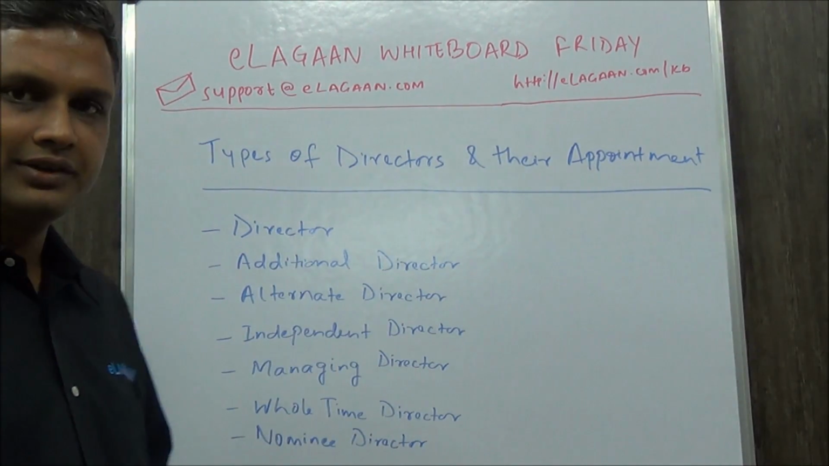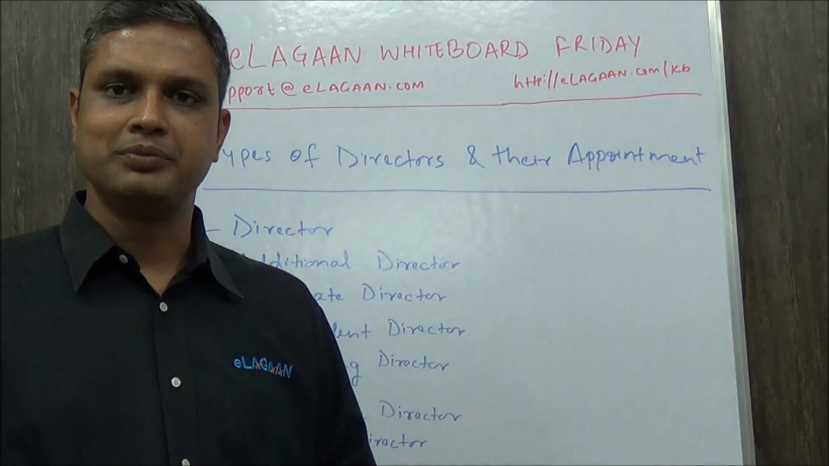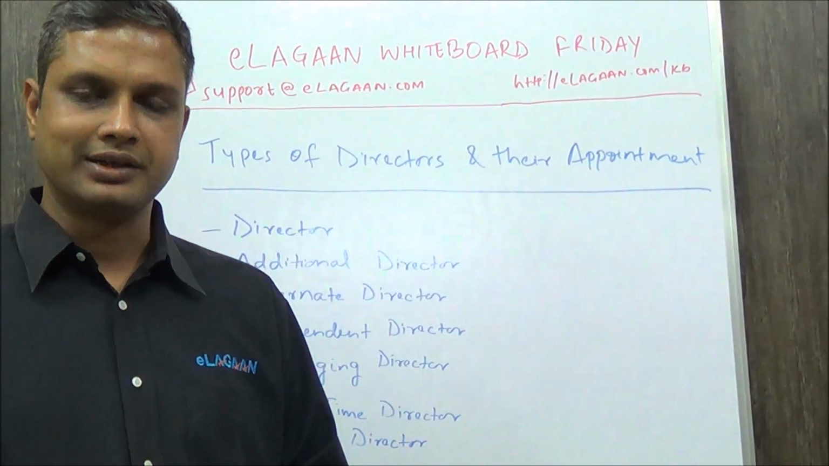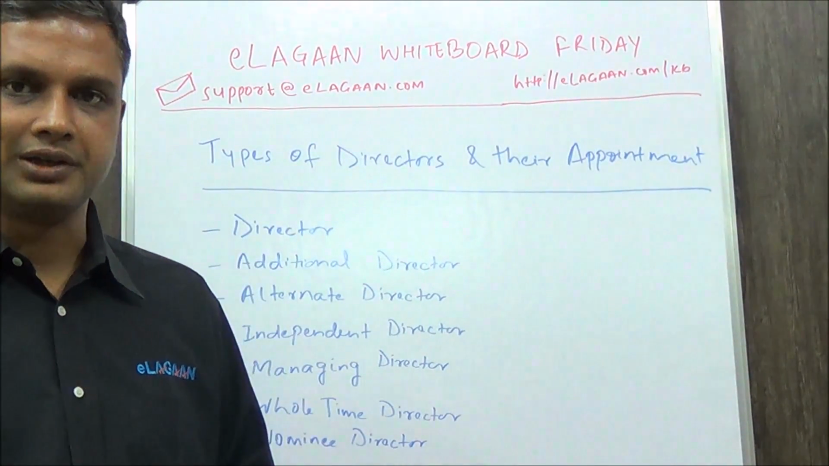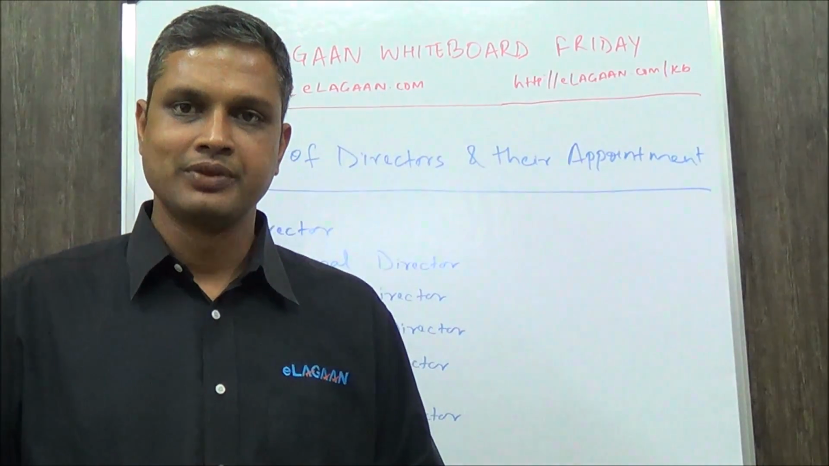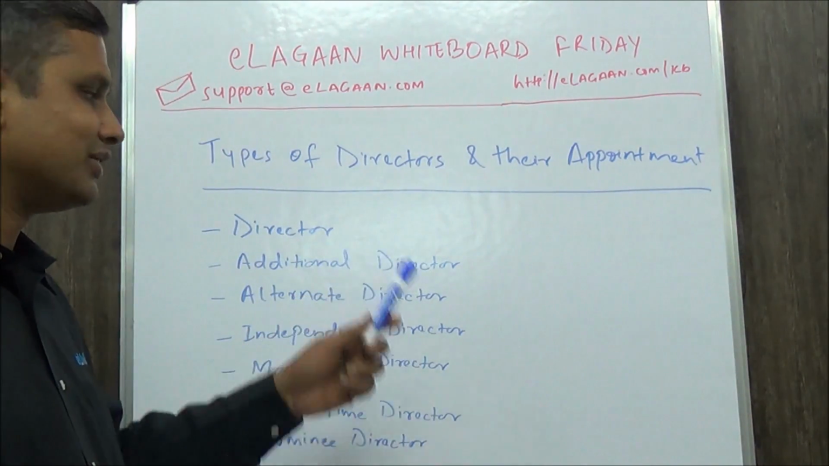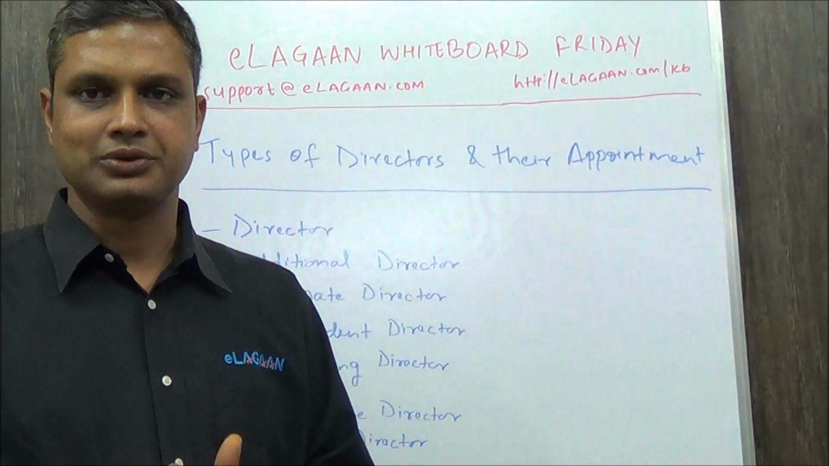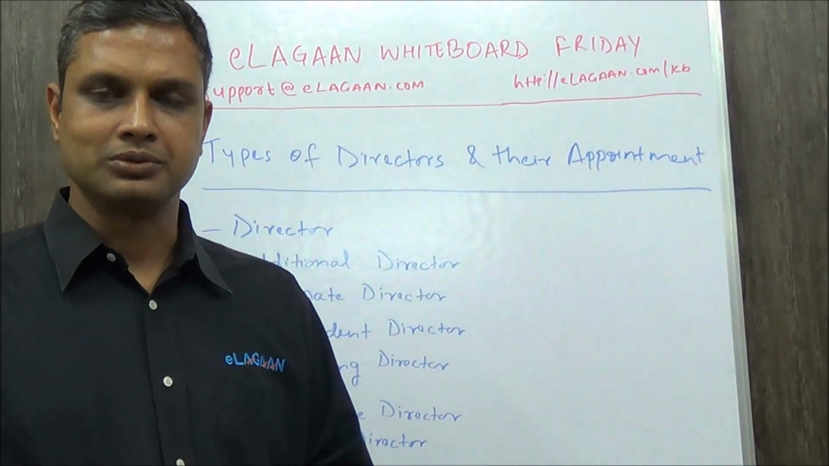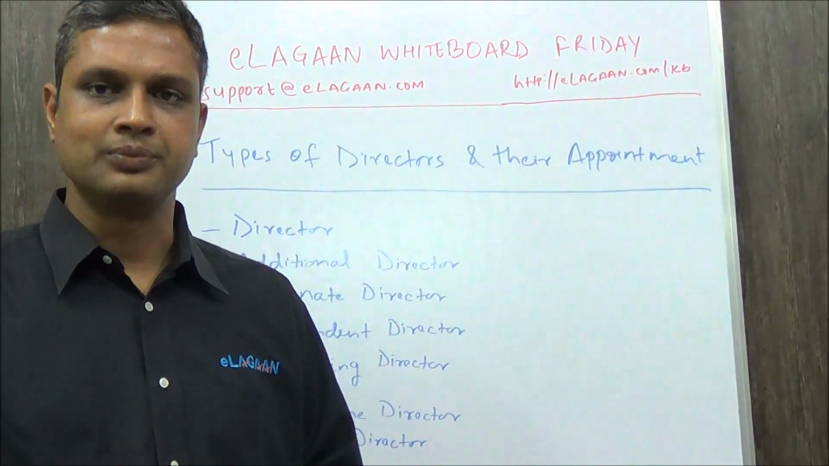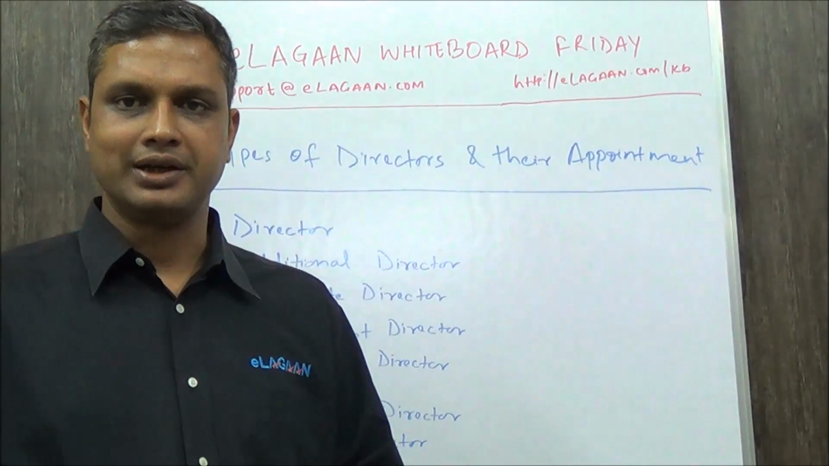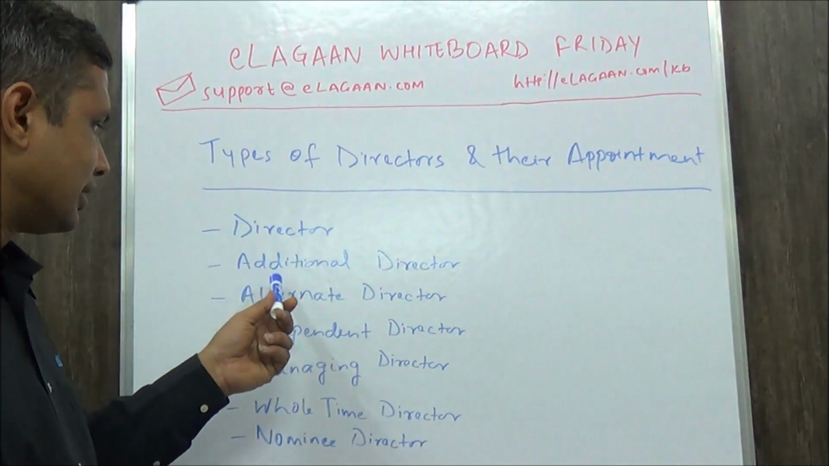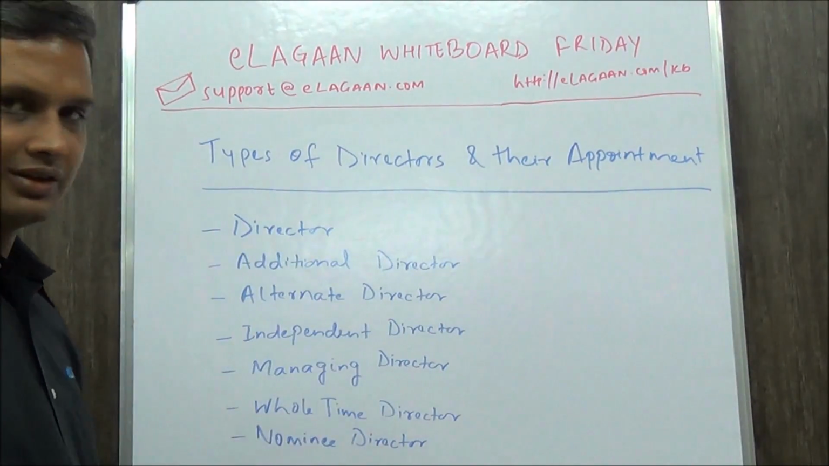Now there is something called an additional director. During the normal running of business, whenever you want to induct anybody as a new director into the company, they are actually appointed as an additional director. And to appoint an additional director, the board of directors should be empowered to do so through the articles of association. If they have been empowered to appoint any person as director, then they can do so, but they can only appoint a person as an additional director.